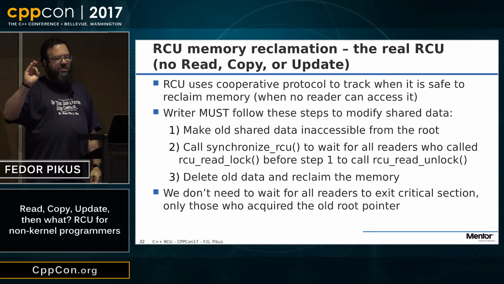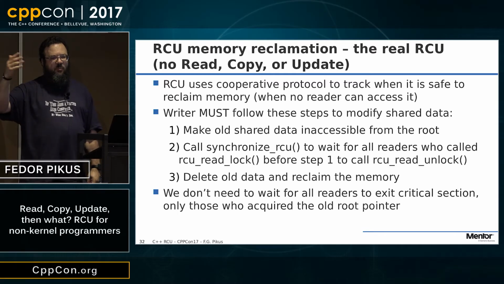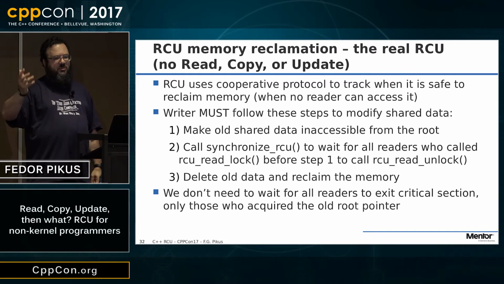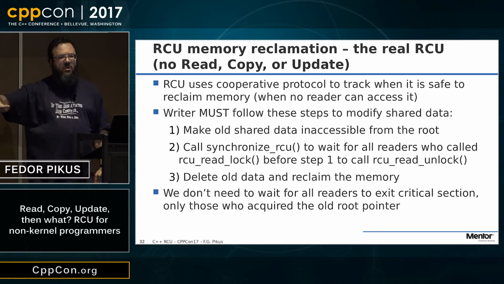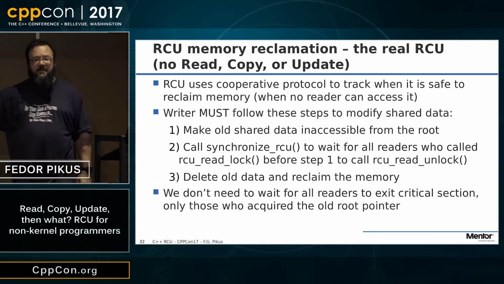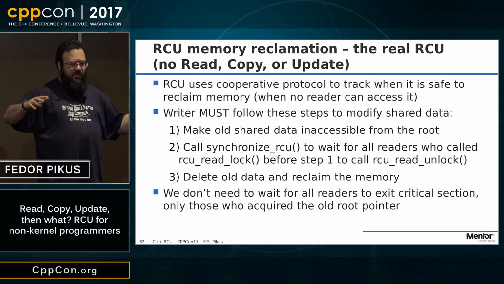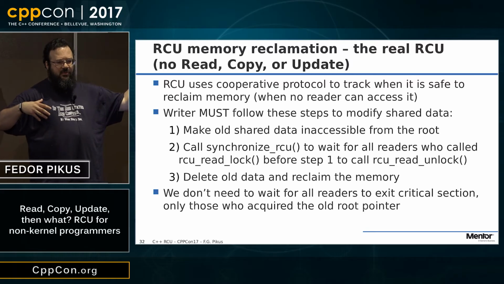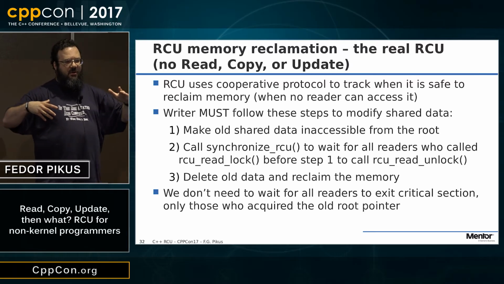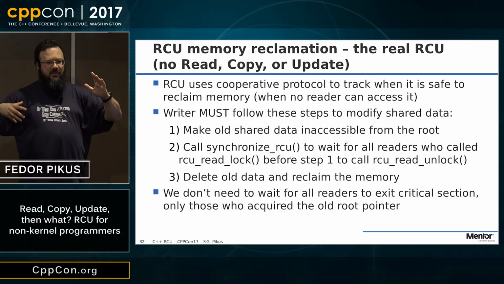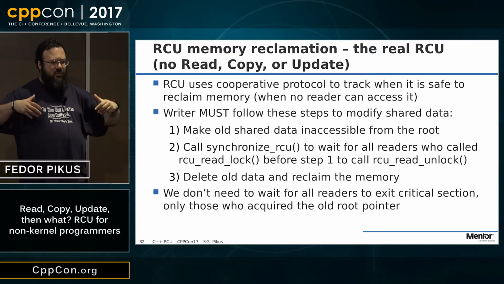It makes the old shared data inaccessible from the root as a part of its read, copy, and update. So when it did the update, it changed the root to point to the new shared data. The old data is no longer accessible from the root. It's not deleted, it's just like I pulled the node out of the list. I didn't delete the node, I just pulled it out of the list. If you're starting from the head of the list, you cannot find my node. But if you had an iterator that was scanning the list, you could still find the node that I pulled out.